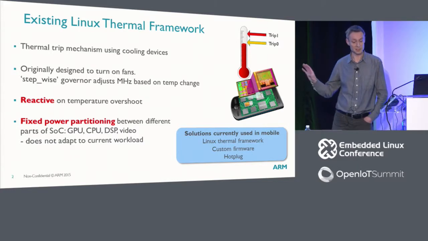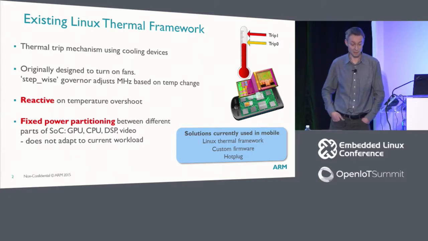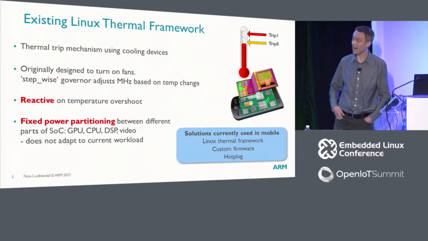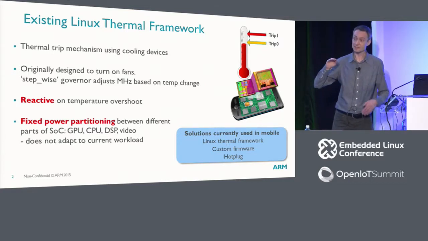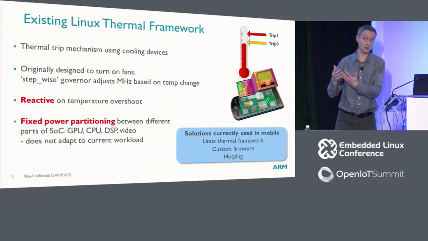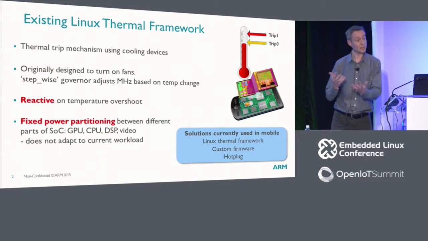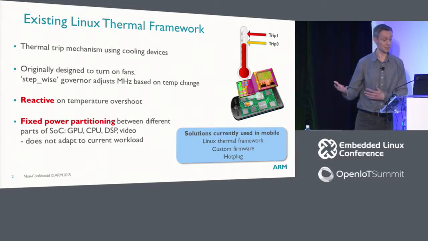The disadvantages with the current governors are that they're reactive. They just wait until you go over the target temperature, and they just control the power to the whole system, the CPU. They don't dynamically allocate the power between CPUs and GPUs.